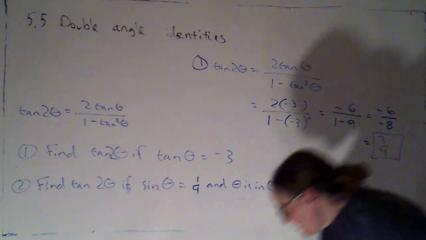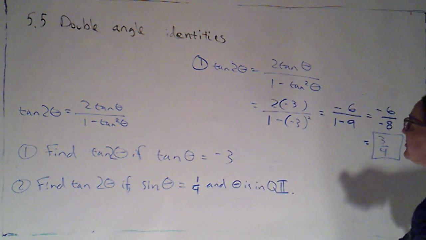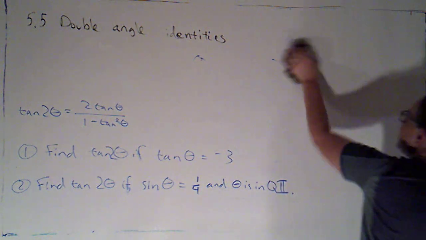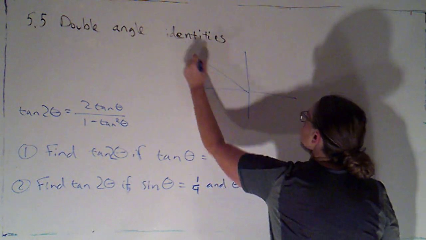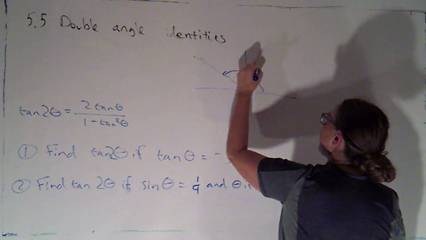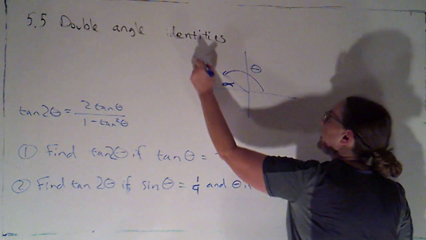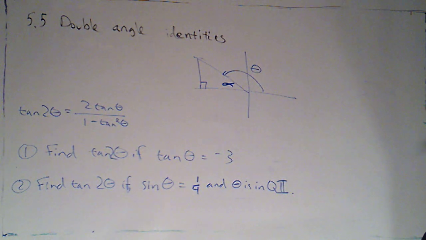Okay. Now, for the second one, we do have to do a little bit more work because I didn't tell you what tangent of theta was. But I gave you enough information. So I told you we're working in quadrant 2. So there's my theta in quadrant 2. That's going to give me a reference angle of alpha. And I'm just going to create the right triangle that has alpha in it.